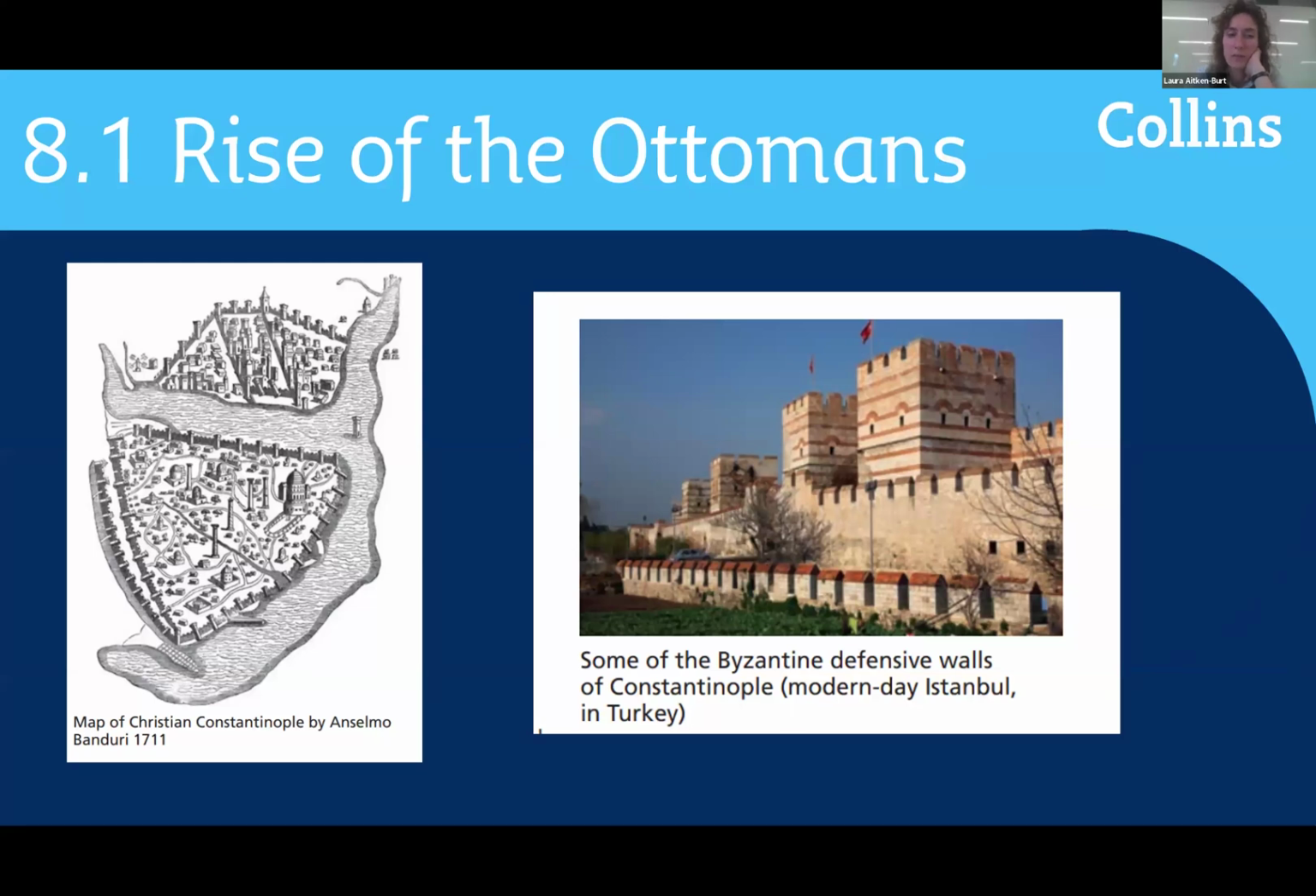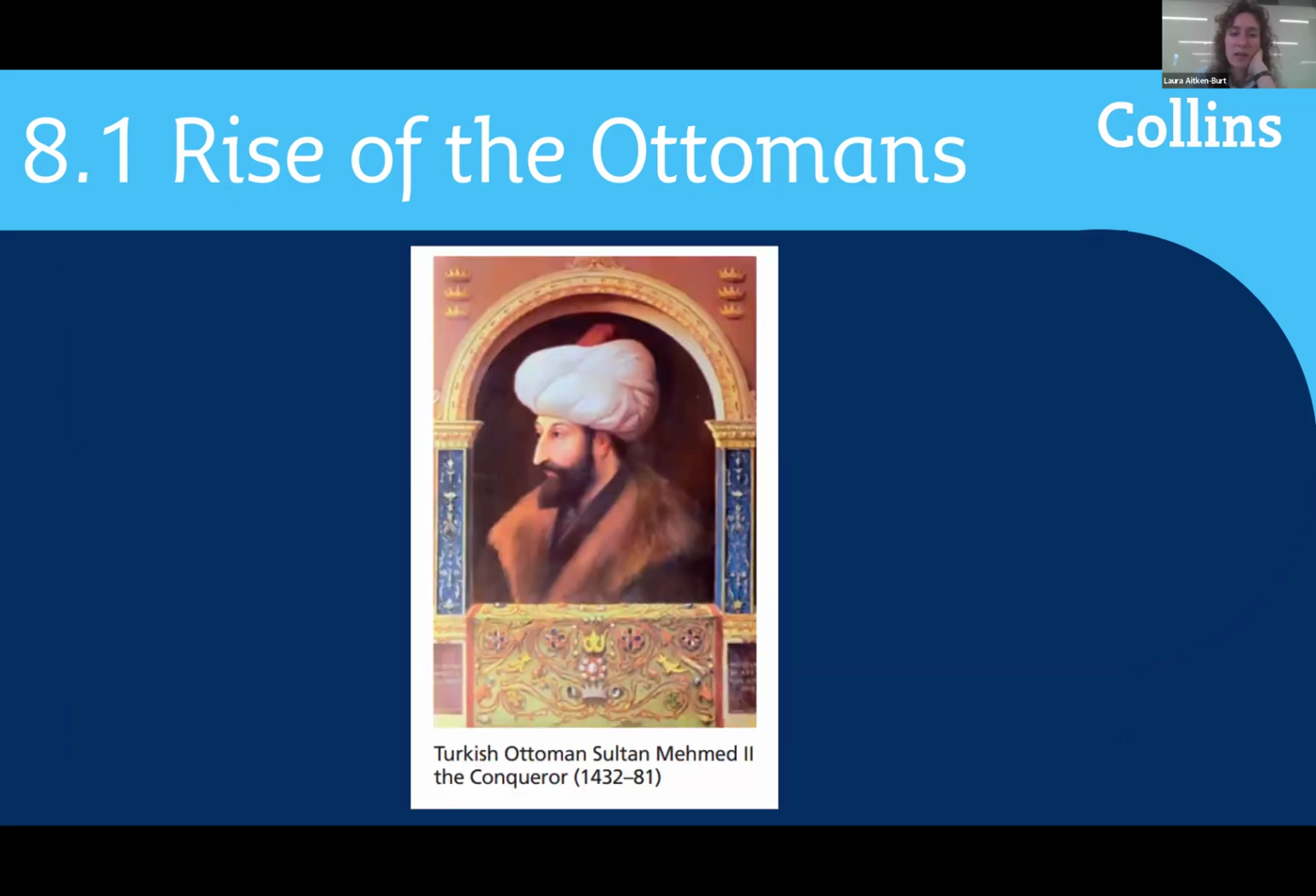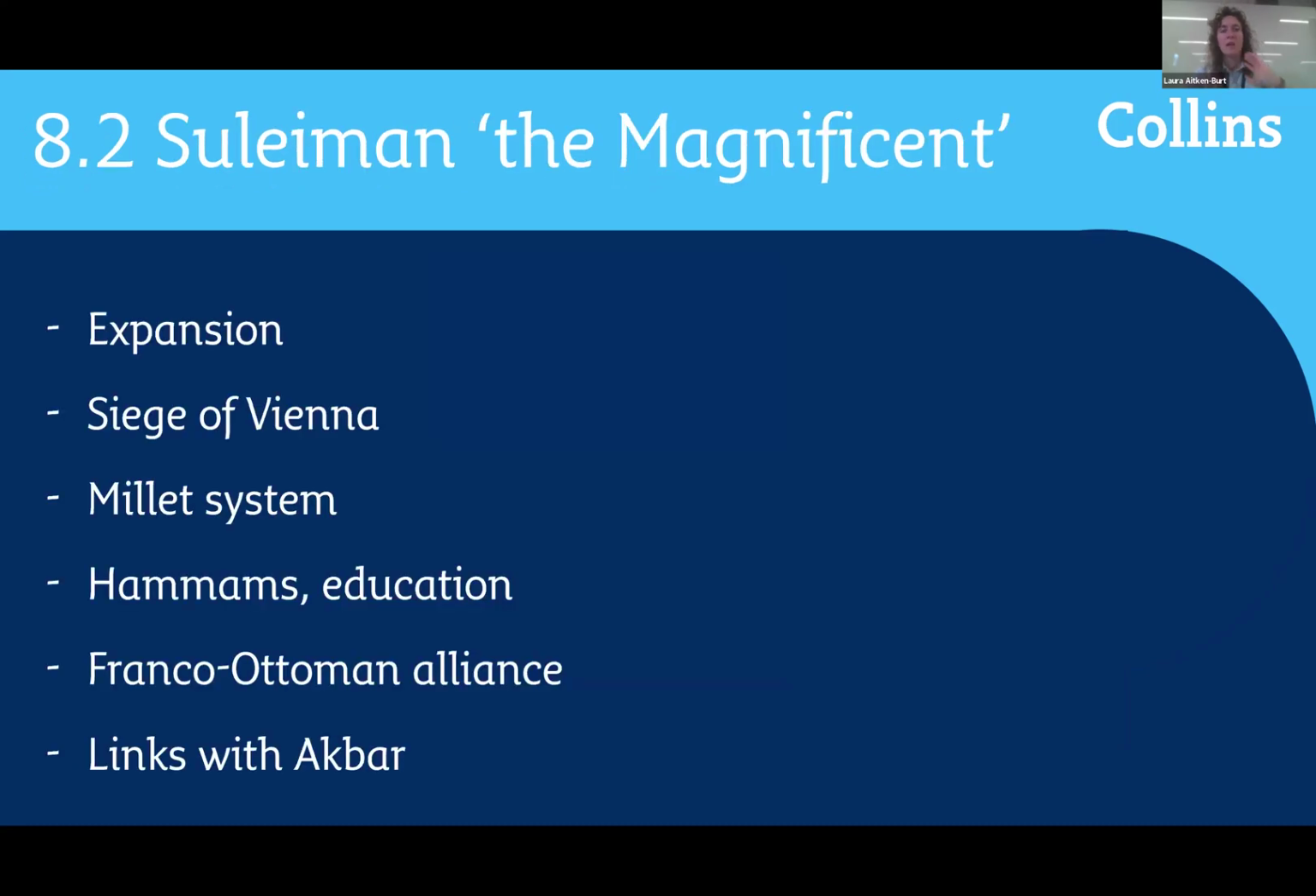So again, good maps that you can use. You can look at buildings and things around Constantinople, again, using Google Earth and this kind of stuff. And there's Mehmed II. And then we've got Suleiman the Magnificent, an interesting person to compare with Charles V, Francis I, and Henry VIII.